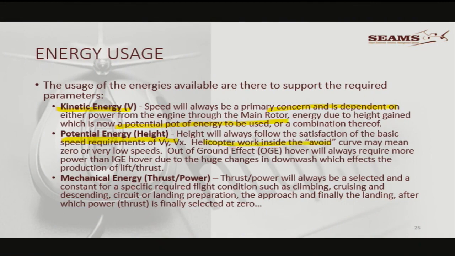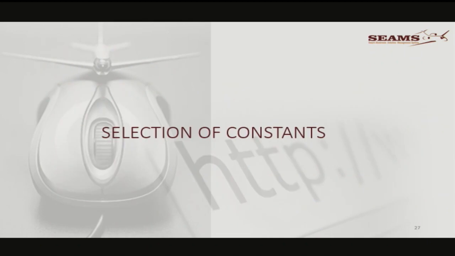So the helicopter works inside the avoid curve, meaning zero or very low speed. Out of ground effect, however, means always more power than in ground effect, due to the changes in downwash, which affects lift and thrust. A mechanical energy constant will always be selected for the specific requirement, whether you want to climb, cruise or descend, circuit or landing preparation, approach, and so on and so forth, until finally when you're on the ground, you will select it to zero.